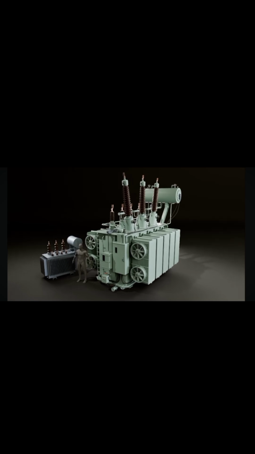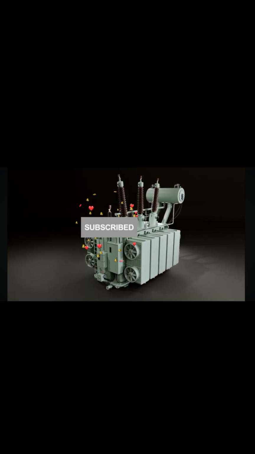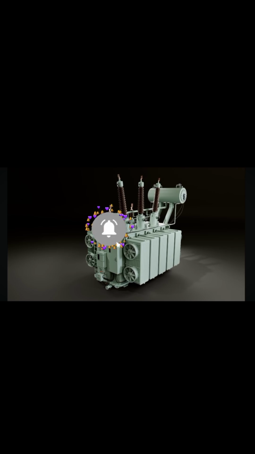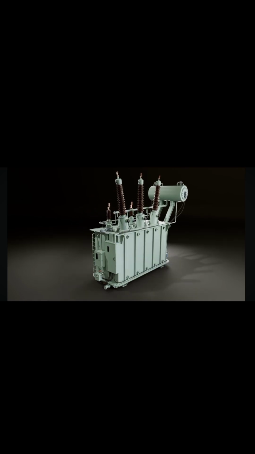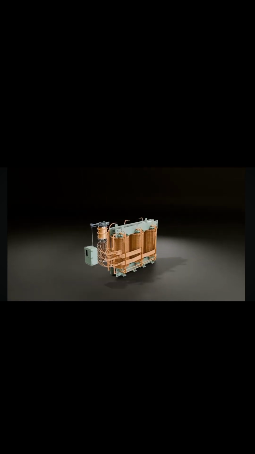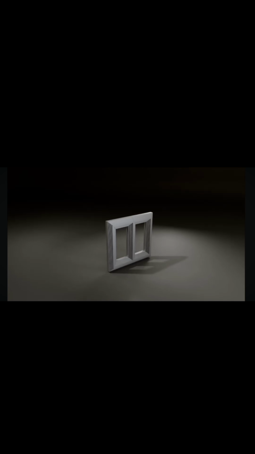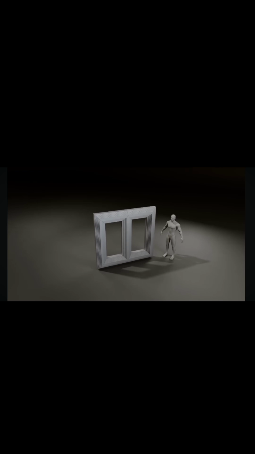Now that we've covered the basics of transformers, let's dive into the specifics of how a power transformer operates. Let's start with the heart of a transformer, the core. In any efficient power transformer, the core isn't just important, it's absolutely essential to its operation. Without it, nothing else would work as it should.